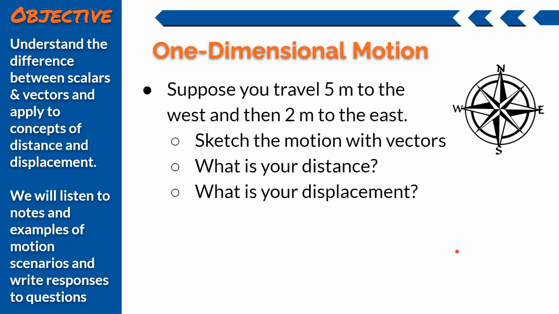All right, what about this one? Suppose you travel 5 meters to the west and then 2 meters to the east. Sketch the motion with vectors. So again, on your paper, if you want to do this as an example, sketch this motion with vectors and then answer the two questions. What is your distance? What is your displacement? I'll give you a moment to add this to your notes. You have 21 seconds to write or discuss with your group, because you've got questions there as well, so make sure you know the answers.